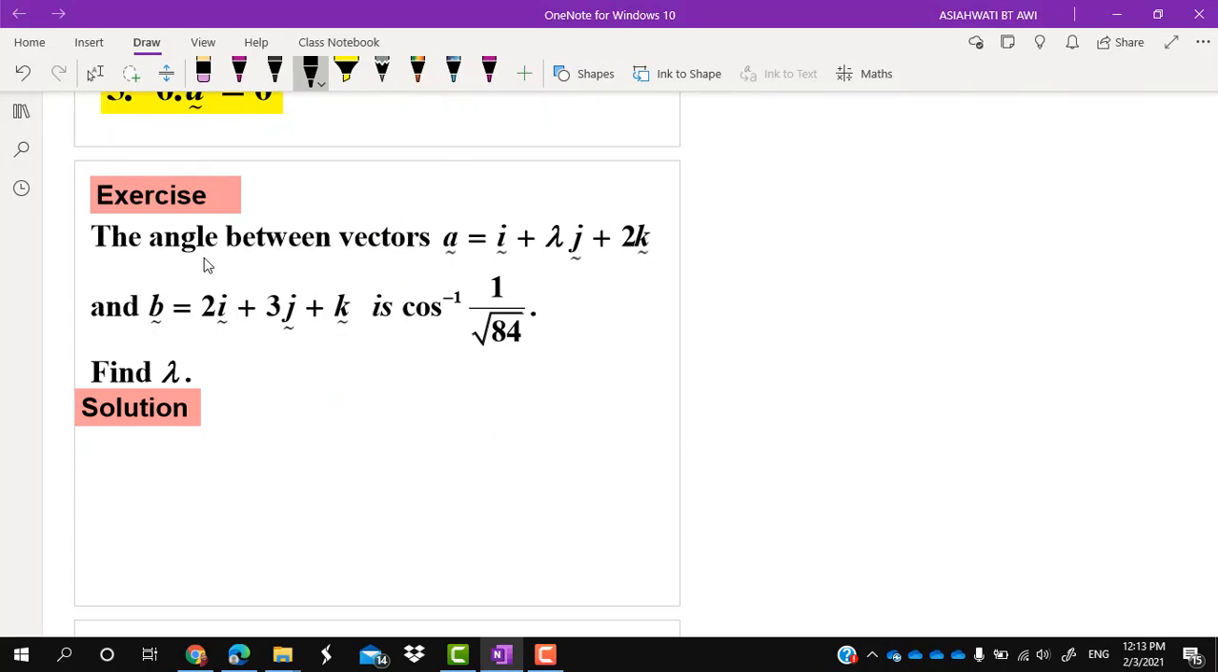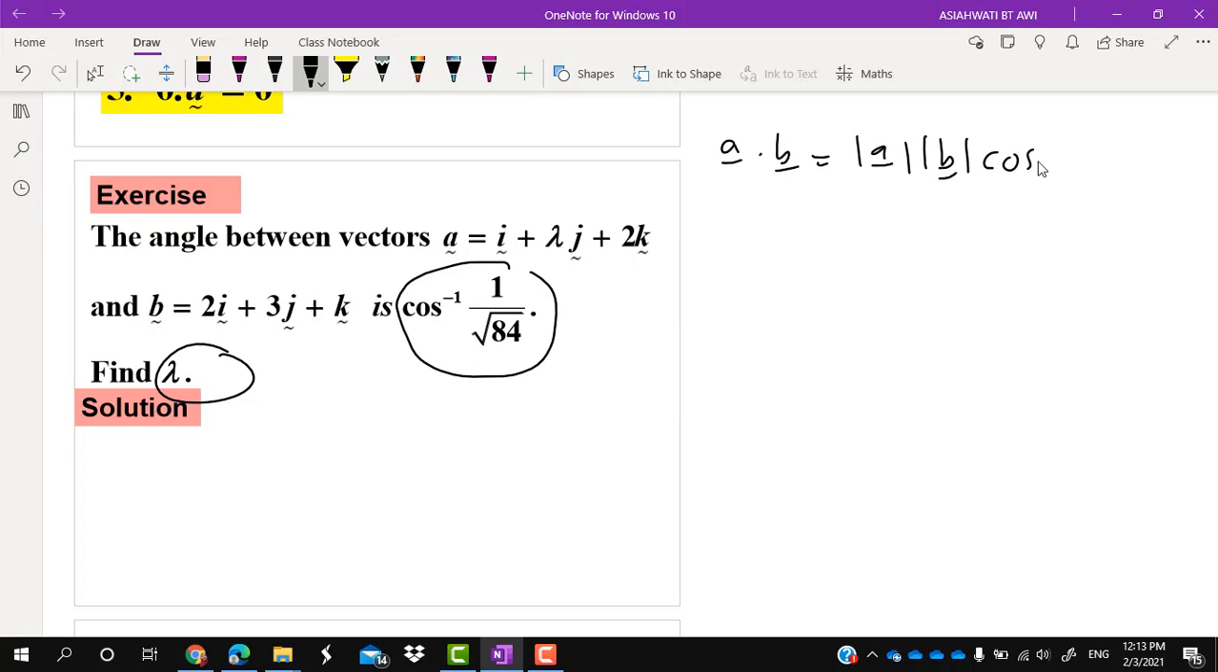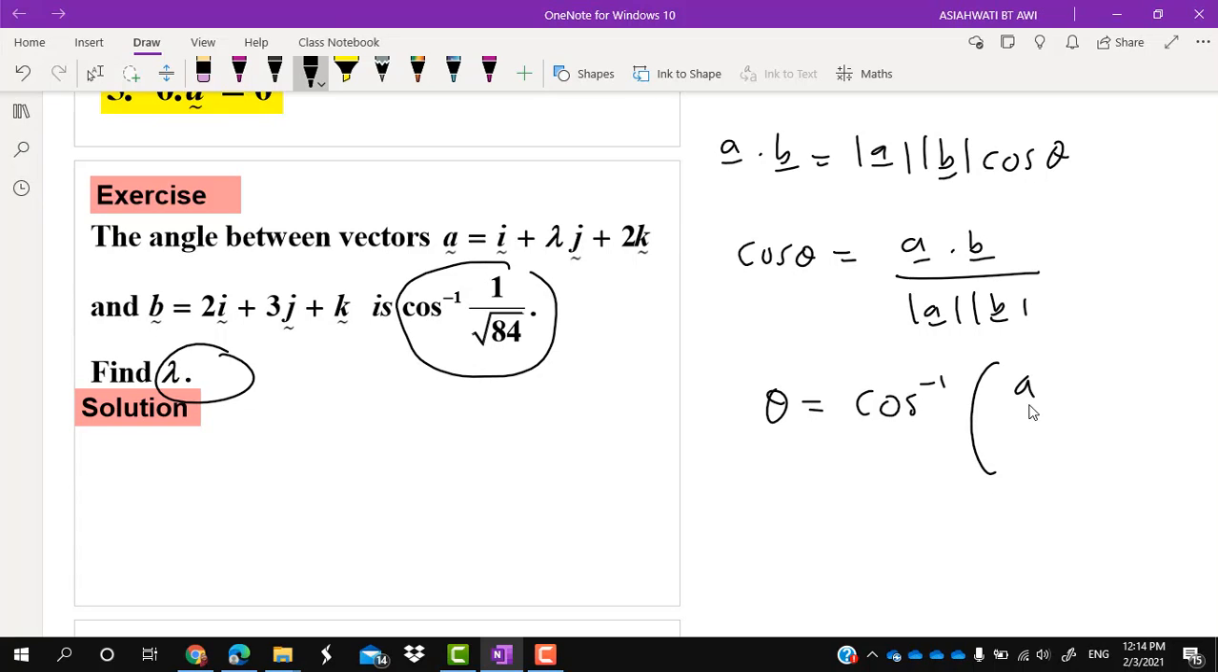For exercise, the angle between vector A and vector B is cos inverse of 1 over square root of 84. Find lambda. From this formula, remember the formula, cos theta is equal to vector A dot vector B over modulus vector A modulus vector B. Theta is equal to cos inverse of vector A dot vector B over modulus A modulus B.